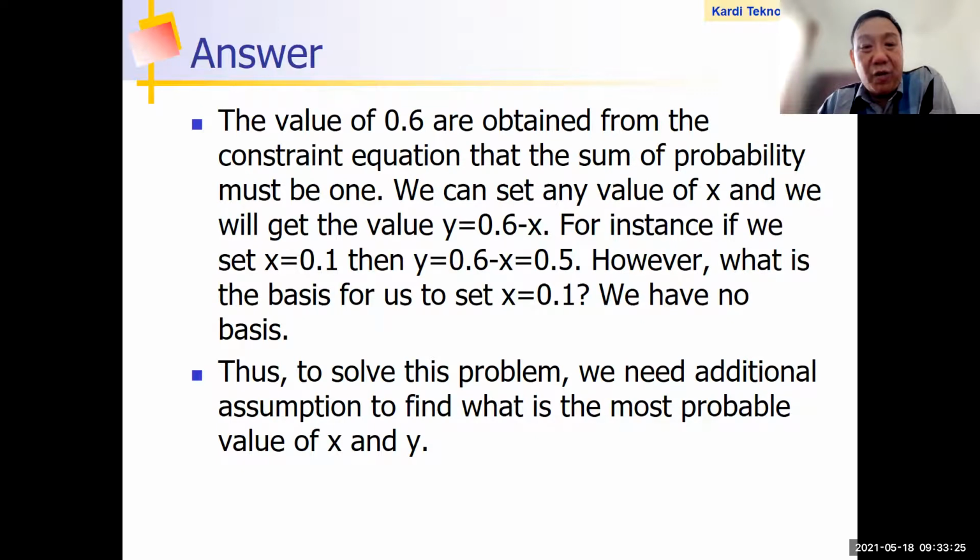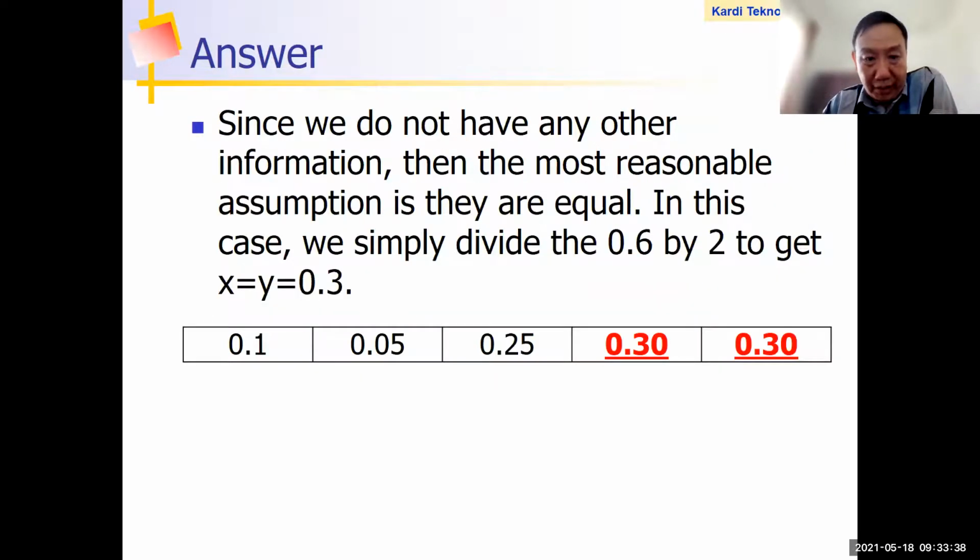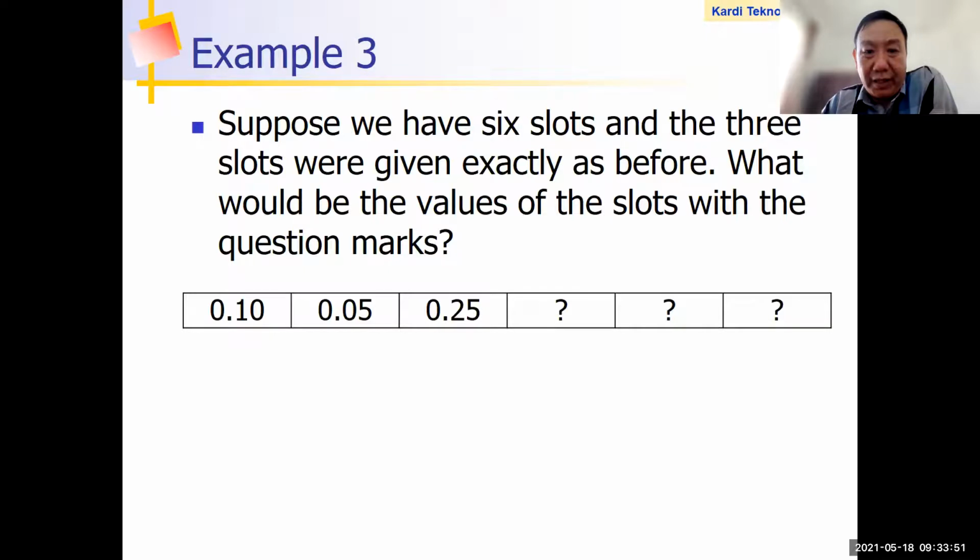There is no basis if you fill in with any numbers. The most probable value to solve this problem without any other assumption is 0.3, right? Because you said, okay, this is the maximum doubt. Okay. Next, how about if you have 3 like this? 0.2.